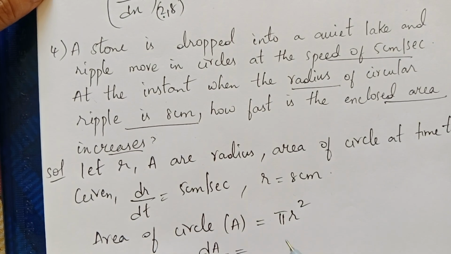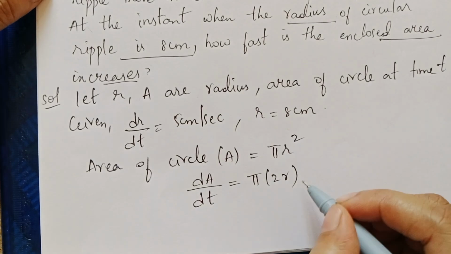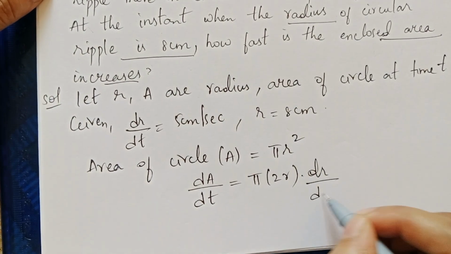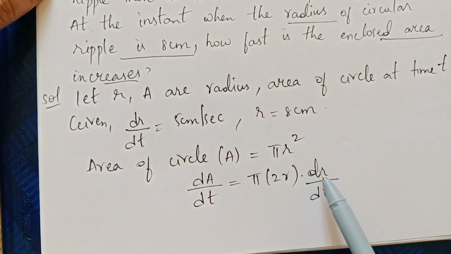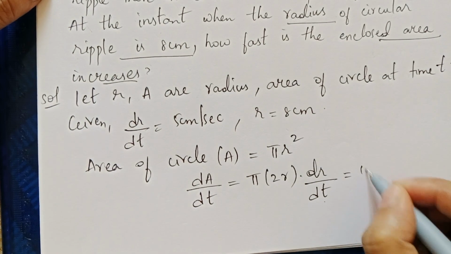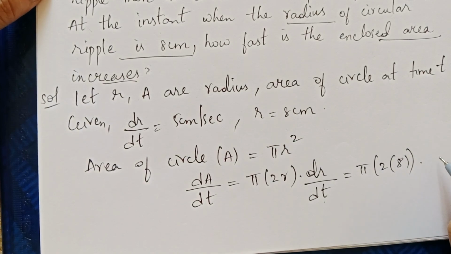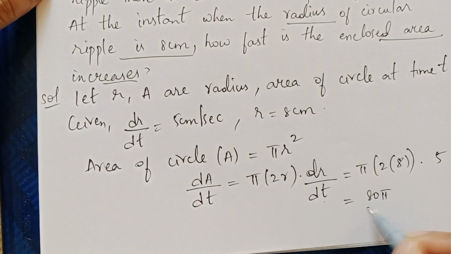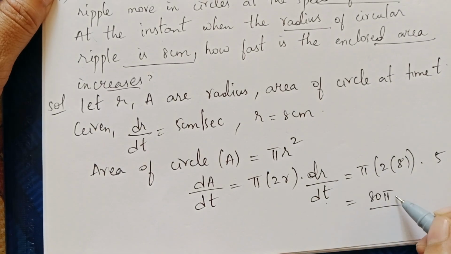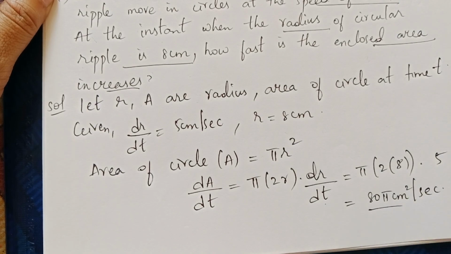Differentiate with respect to t on both sides. So pi is constant. r square derivative will be 2r into dr by dt. Now substitute the value of r and dr by dt in this equation. We'll get pi into 2 into r value 8 into dr by dt which is 5, which is equal to 80 pi centimeter square per second. Area unit is square, right?